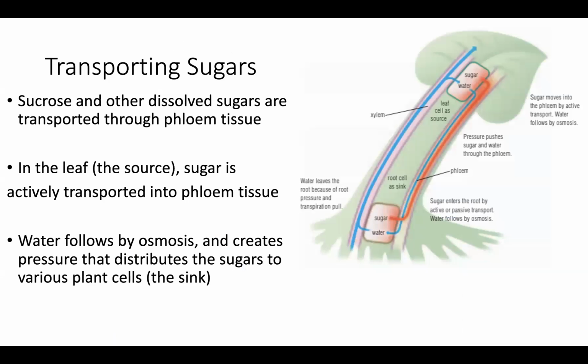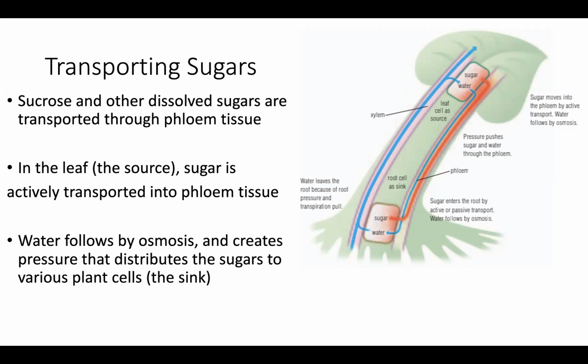Okay, we just talked about transporting water. Now we're going to be talking about transporting sugars. Sugar is just a general term for any carbohydrate. In fruits, we get fructose, which is a type of sugar. Sucrose is a product of photosynthesis. There's a family of sugars, and sugar is the broader category of that. Sucrose and other sugars are transported through the phloem tissue.